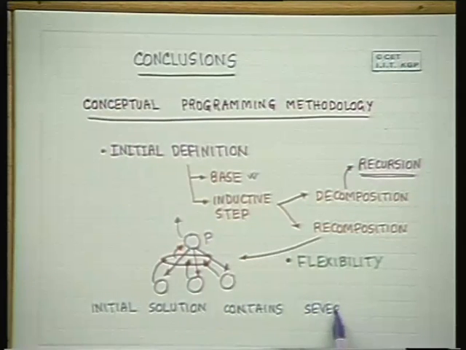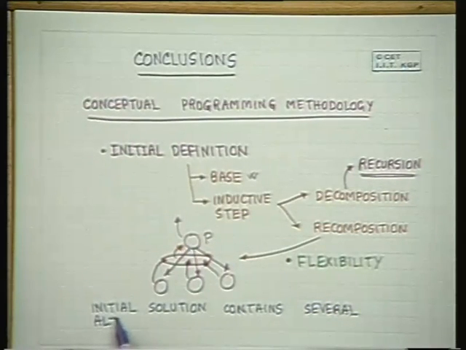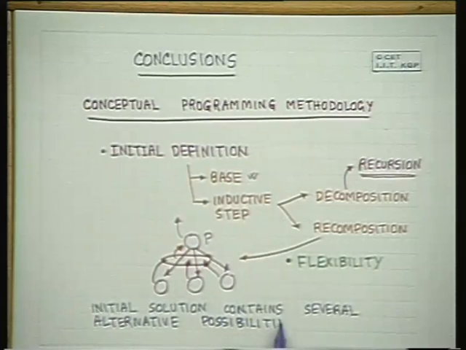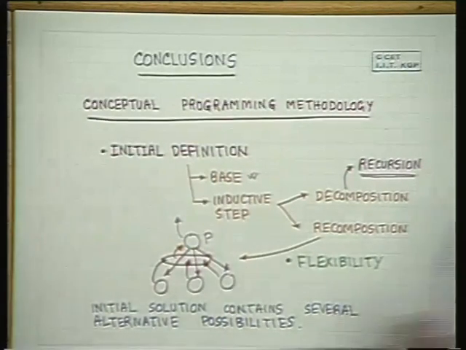That is, the flexibility indicated that the initial solution contained several alternative possibilities. And we said that an initial solution has got several alternative possibilities. Split a list L into two non-empty lists L1 and L2, or generate 5 subproblems. Now you can do them in any order. Now which order is the best? So the initial solution is actually not a solution, but a set of solutions combined together in an initial recursive wraparound definition. So that was the first thing.